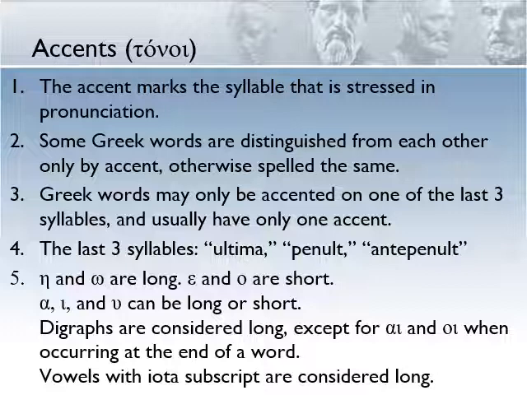The other three vowels, alpha, iota, and upsilon, can be either long or short, and you will learn that when you look at the actual words and see where and how they are accented. Now, digraphs almost always are considered long. Two exceptions are for alpha iota and omicron iota when these digraphs occur at the end of a word. Now, if they're at the beginning of the word or within a word somewhere, they are considered long, like all other digraphs. But when alpha iota and omicron iota occur at the end of a word, they are considered to be short.